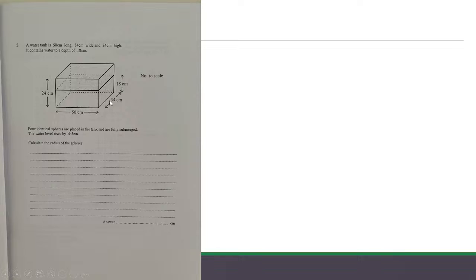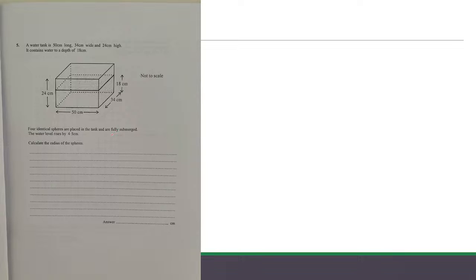So this one looks very similar. A water tank is 50 centimeters long, 34 wide, and 24 high. It contains water to a depth of 18. 4 identical spheres are placed in the tank and are fully submerged, and the water level rises by 4.5. Calculate the radius of the spheres.